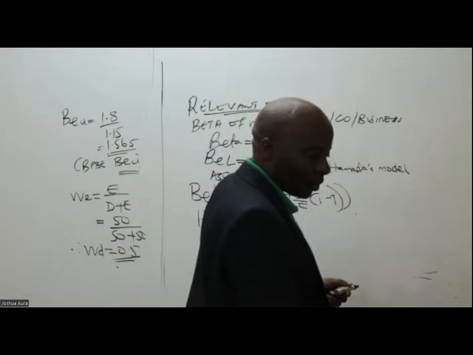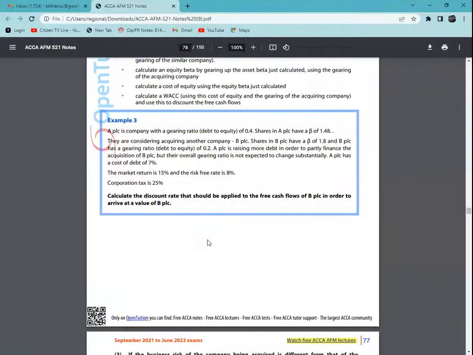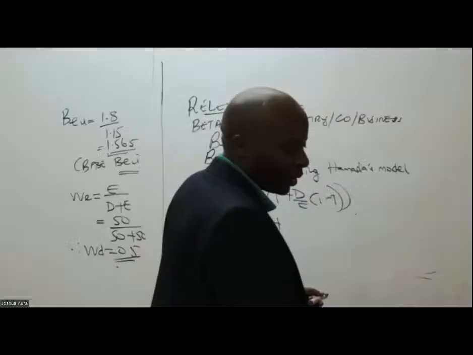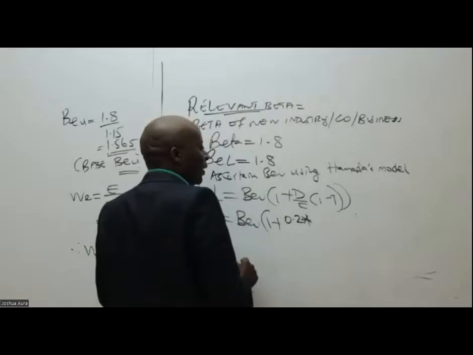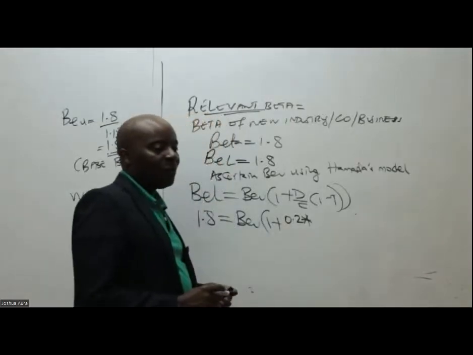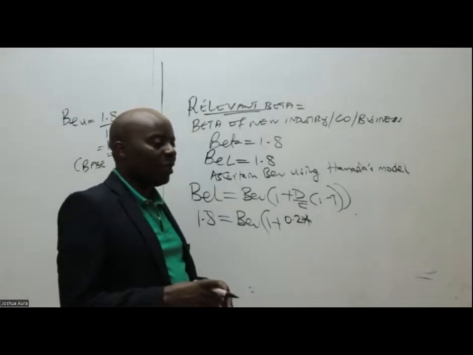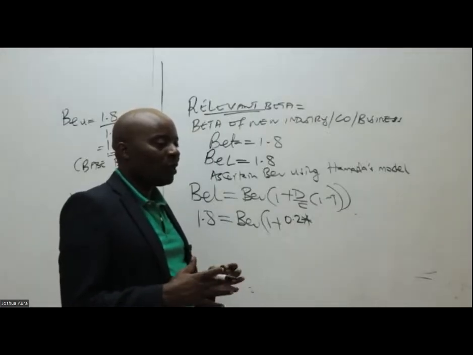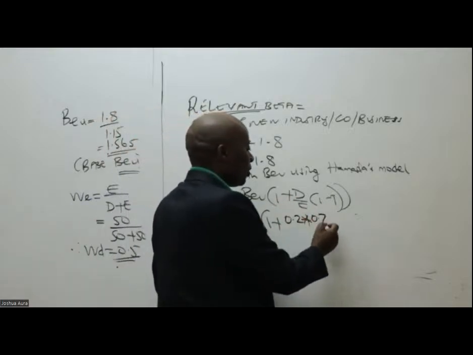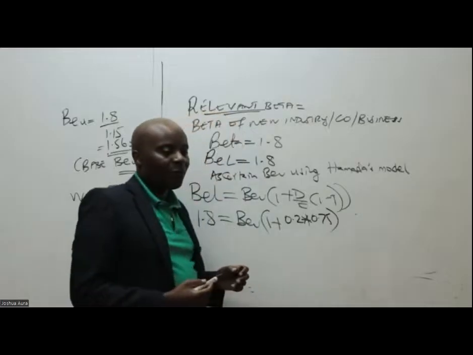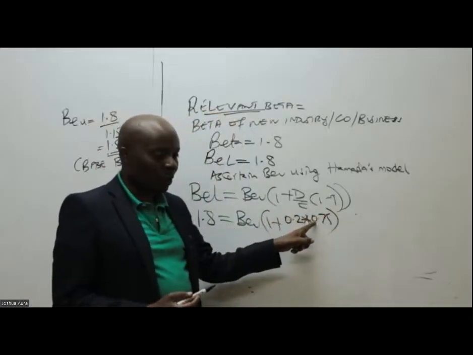What do I have here? In this question, they have given me the debt to equity of this new business. They've told me the debt to equity is 0.2, so debt over equity is 0.2, times 1 minus tax. Have they given me the rate of tax? Never assume it's 30%. In finance, if tax is not given, take it to be 0.25. So 1 minus 0.25 gives me 0.75.